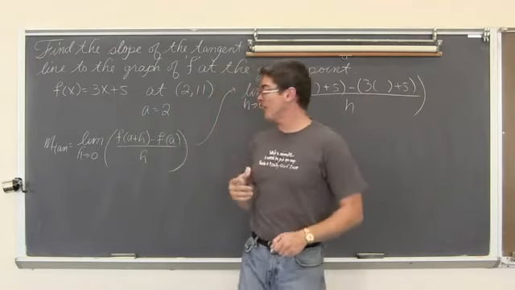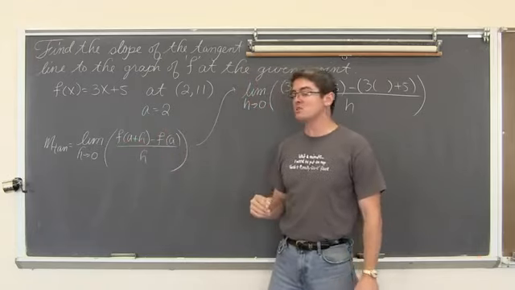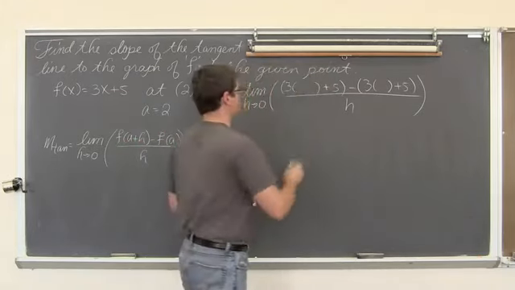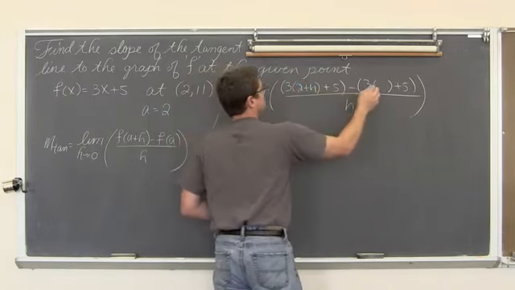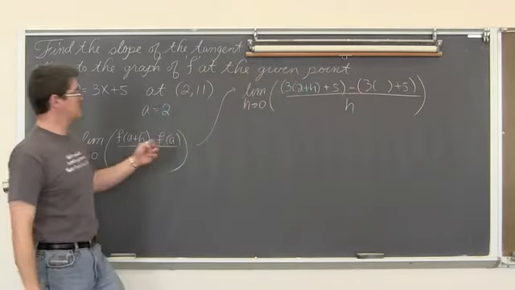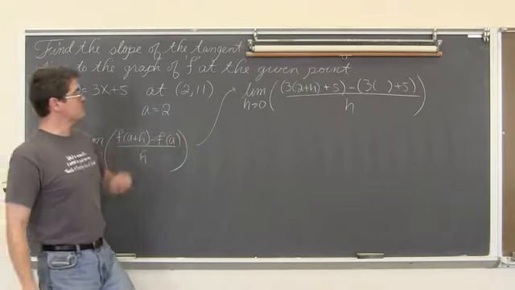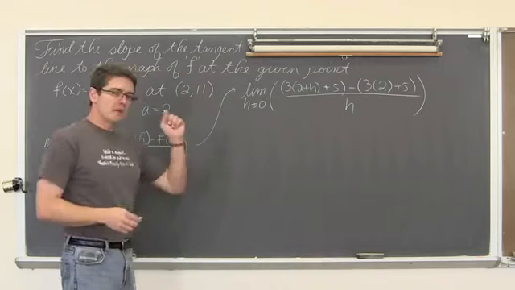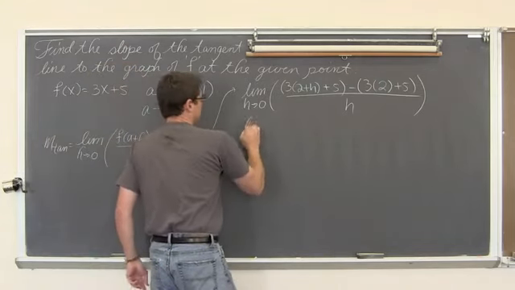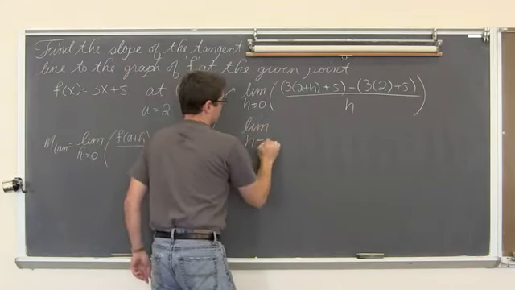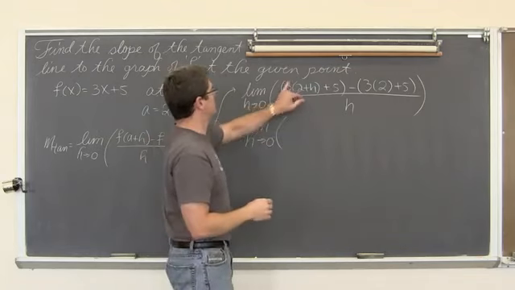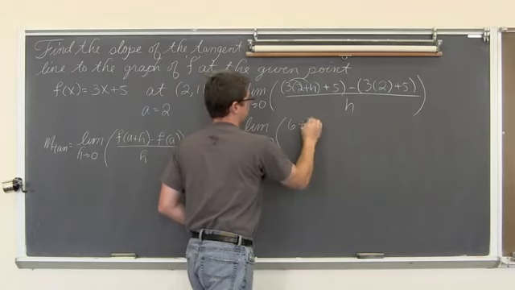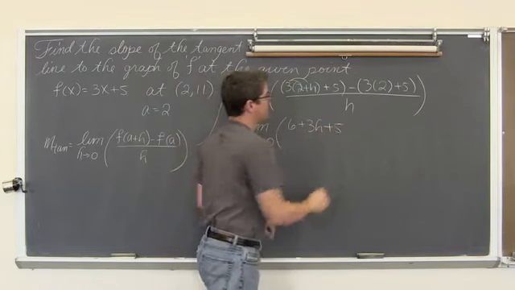In the first part of my numerator, I'm doing f of a plus h. A again is 2, so it's 2 plus h everywhere there's an x. And then for the second part, it's f of a, so I'm just plugging in 2. Okay, just make sure you watch your notation. Limit as h approaches 0 of distribute. 3 times 2 is 6. 3 times h plus 5.